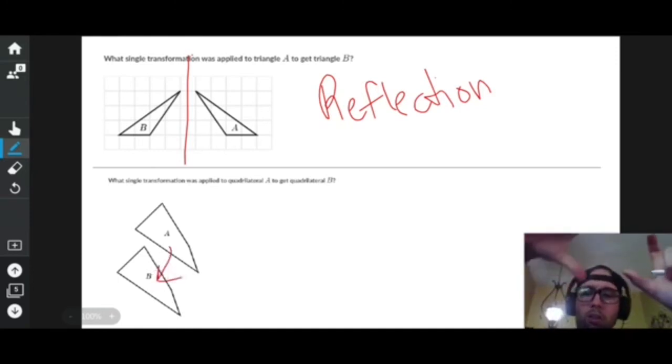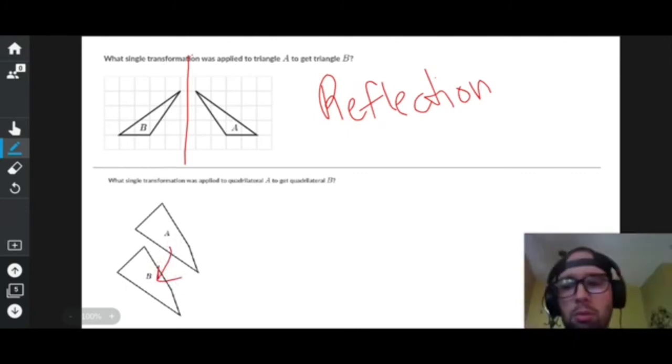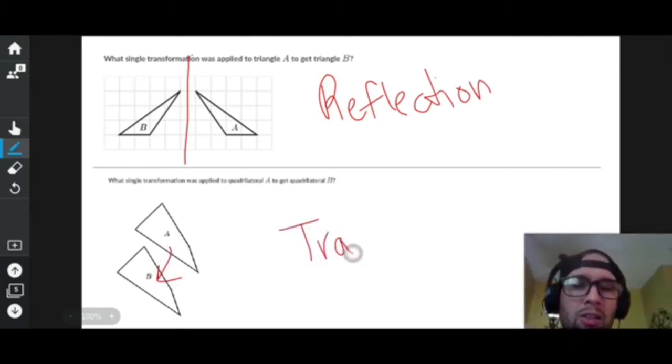What single transformation was applied to quadrilateral A to get to quadrilateral B? Well, it looks like I just took A and moved it down. So that would be a translation.